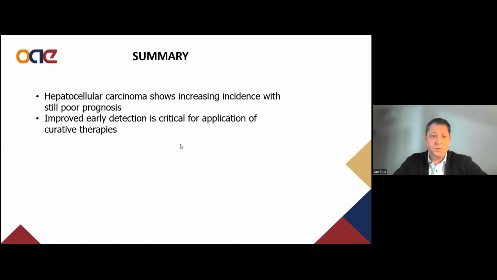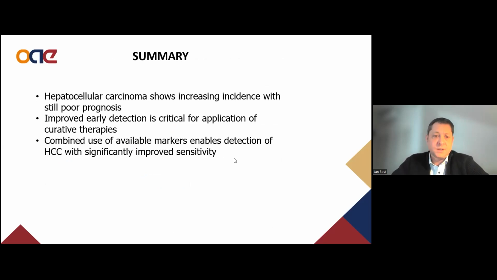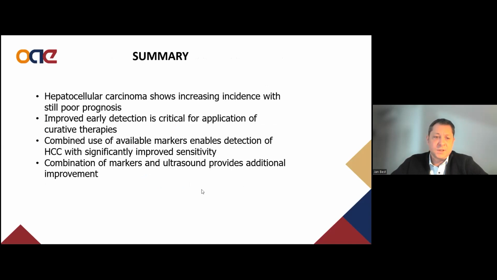So what we can say is that hepatocellular carcinoma shows an increasing incidence with still a very poor prognosis. An improved early detection is critical for application of curative therapies. Combined use of available markers enables the detection of HCC with significantly improved sensitivities, and the combination of markers and ultrasound provides additional improvements.